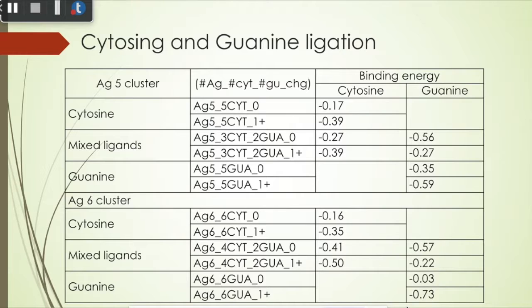If we look at this, this one is the neutral and plus 1, both in the silver 5 and 6. In the cytosine cases, if we go from the doublet to the singlet, that means neutral to the plus 1, it is increasing their binding energy, and the same in the case of only guanine. But when this mixes guanine and cytosine, the binding energy follows the opposite trend. And this is true for the silver 6 cluster too.